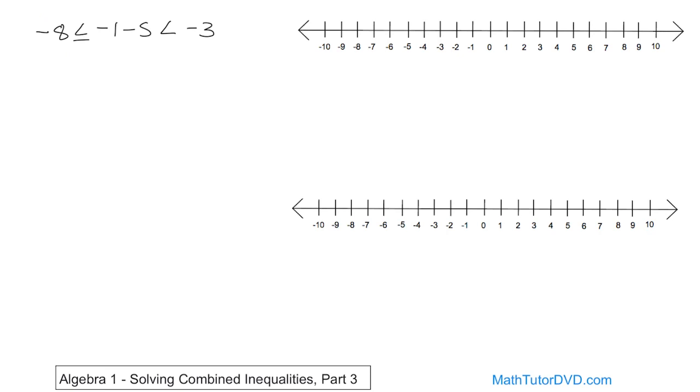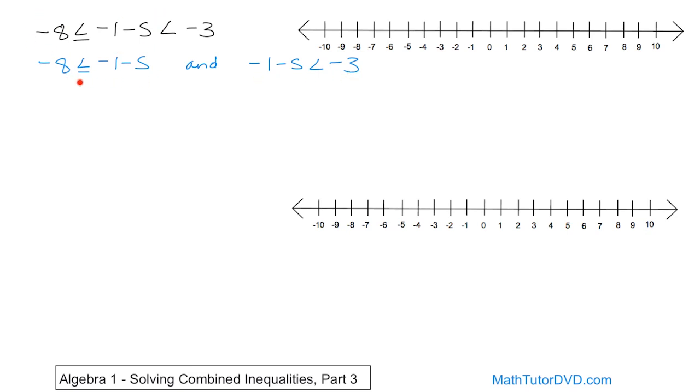This is the first one, and we'll just write it down exactly as it sits: negative 8 less than or equal to negative 1 minus s. And then we write the second one, we'll write the word "and" to remind ourselves, and then it'll be negative 1 minus s less than negative 3. Literally just taking each block and writing it down.